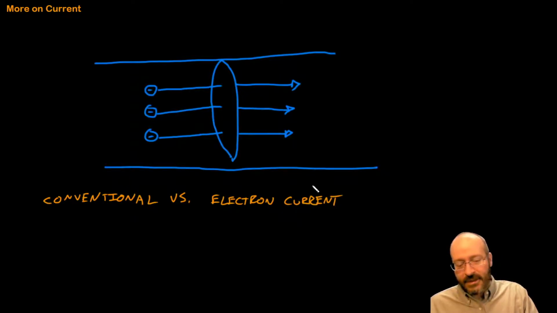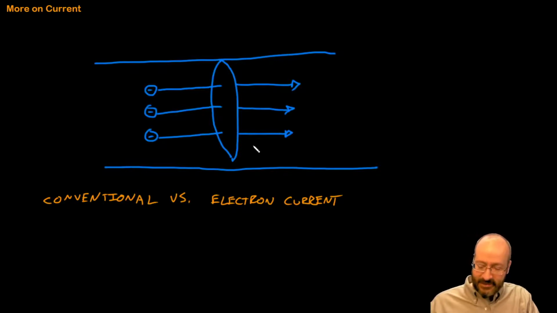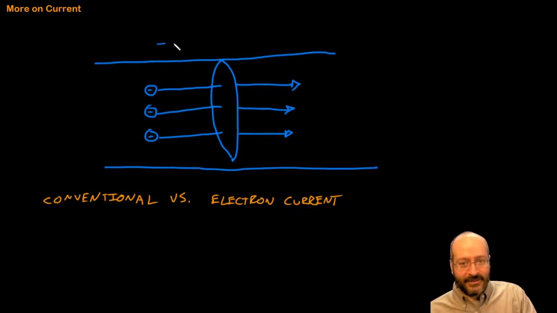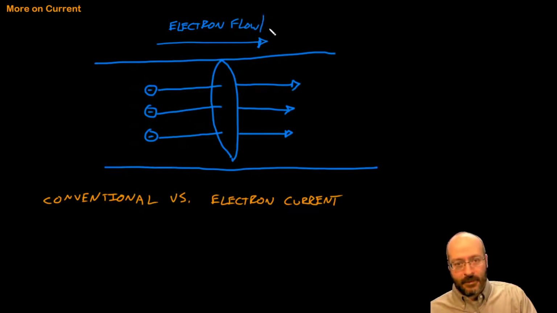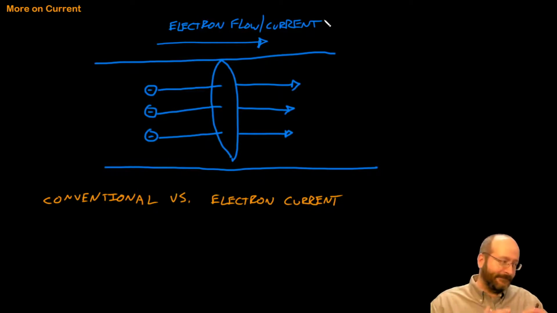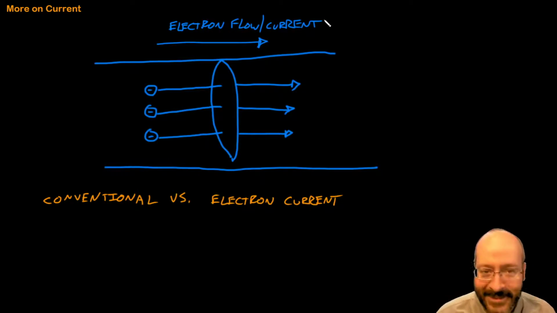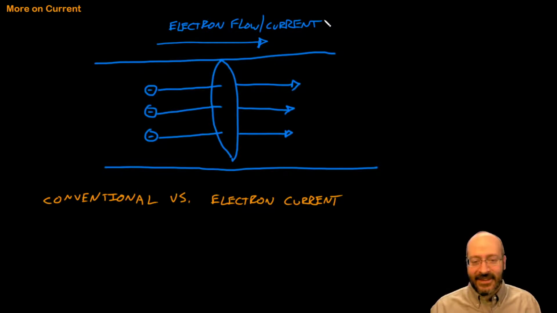Okay, so if all of our negative charge is moving, in this case, to the right, we could say that this is electron flow, or electron current. Now, what we talk about more often than not is not the negative charge flowing that way, but the positive charge flowing that way. And positive charge is a little interesting because that's not what is actually moving.